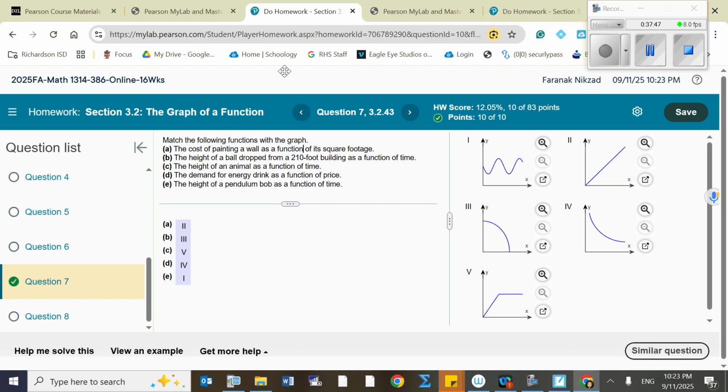And the last one, the height of a pendulum ball as a function of time. I would choose this one for that, because as a pendulum is moving, the height is going to go up, down, up, down, up, down. So the height will go lower and higher, lower and higher. So this is the graph of part E.